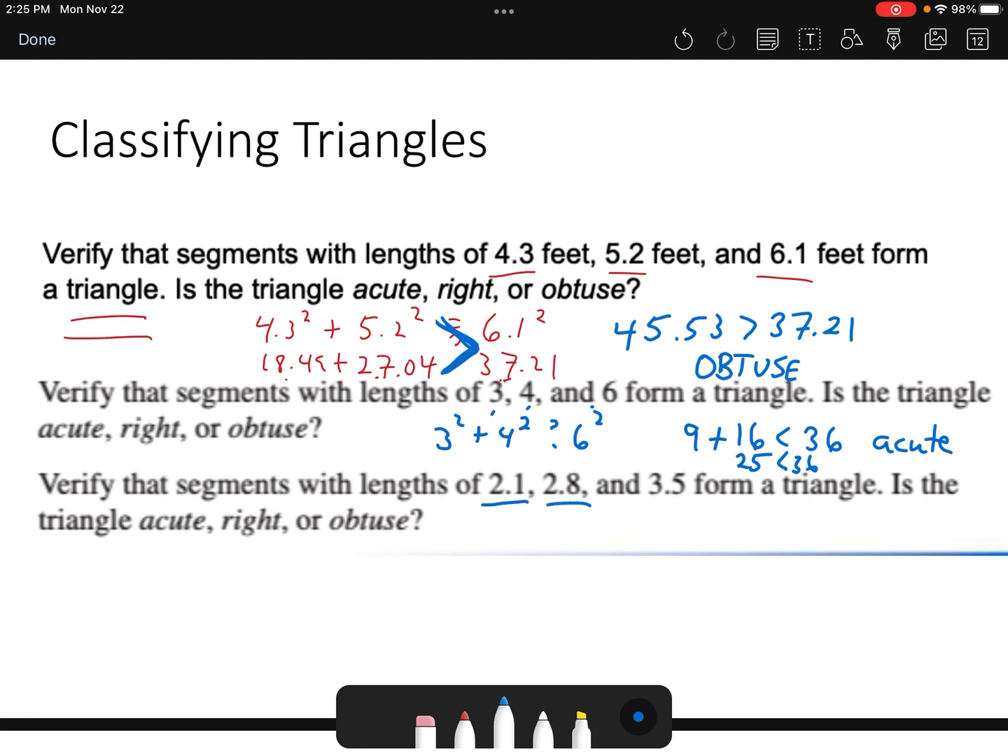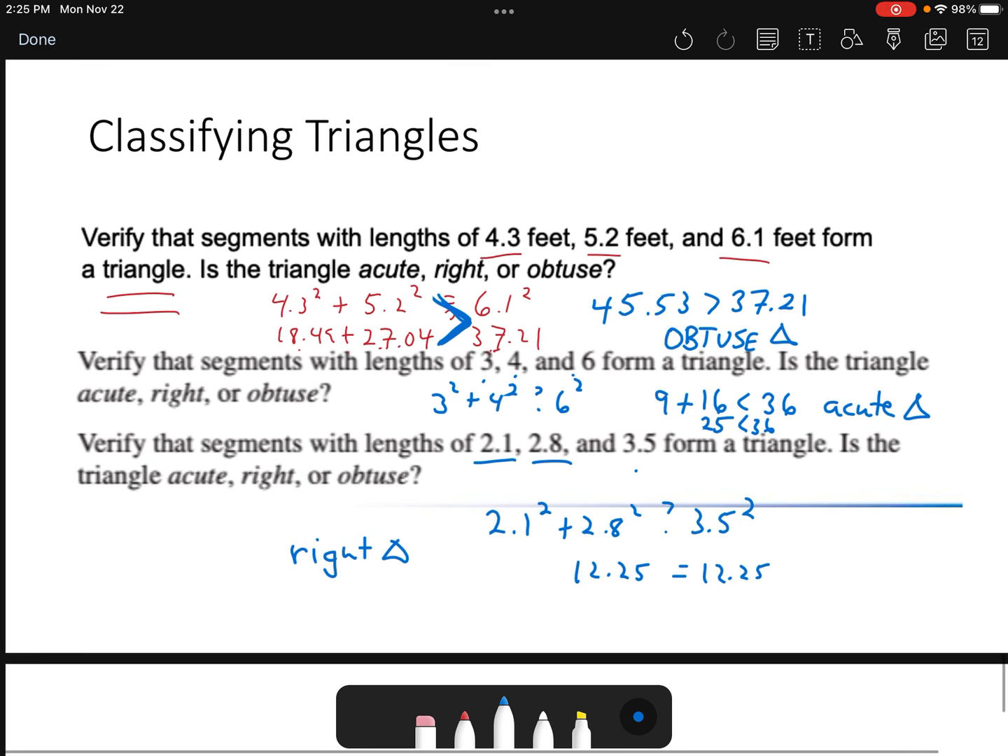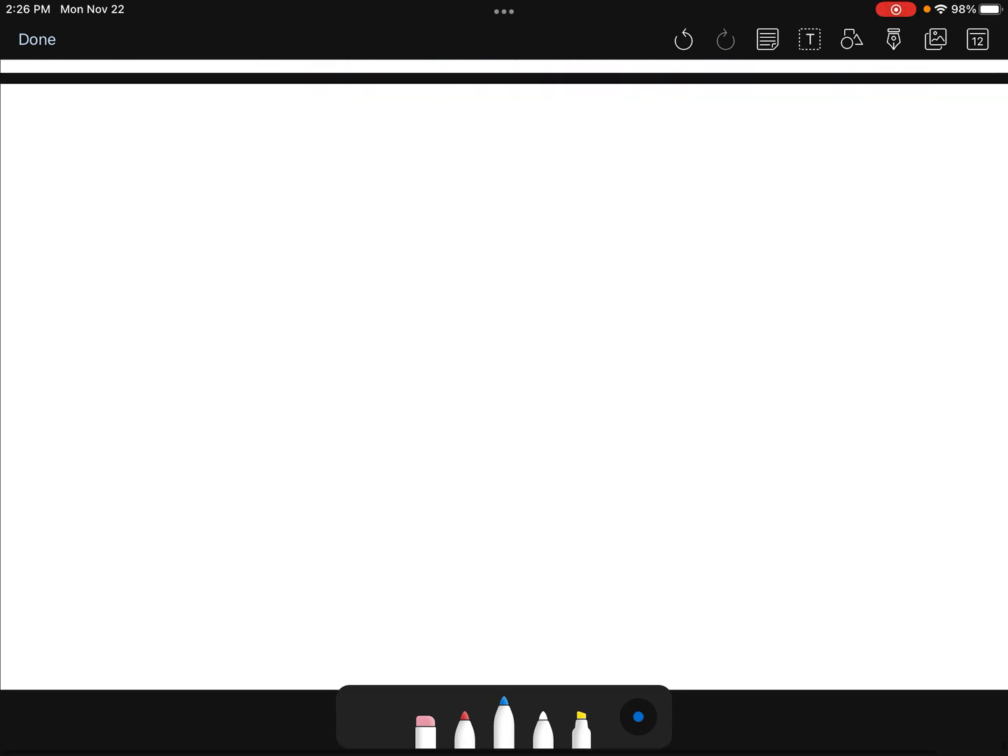2.1 and 2.8 add up to 4.9. That's bigger than 3.5. So this is a triangle as well. Let's see what kind of triangle it is. And I'm just going to add them together. That's 12.25. 3.5 squared is 12.25. What do you know? They're equal. So this is a right triangle. So we have an obtuse triangle, an acute triangle, and a right triangle. That's how we classify triangles.